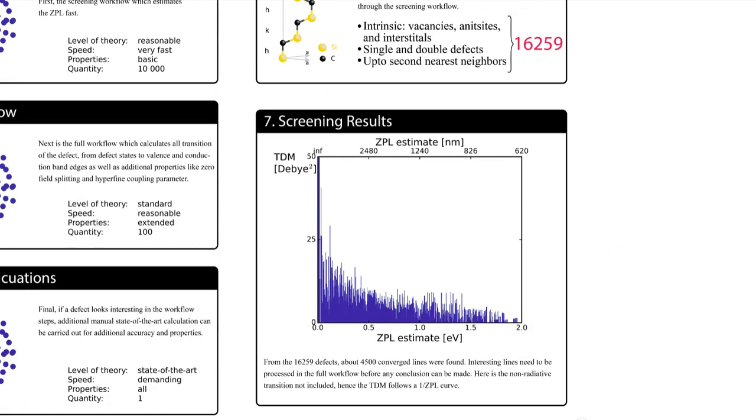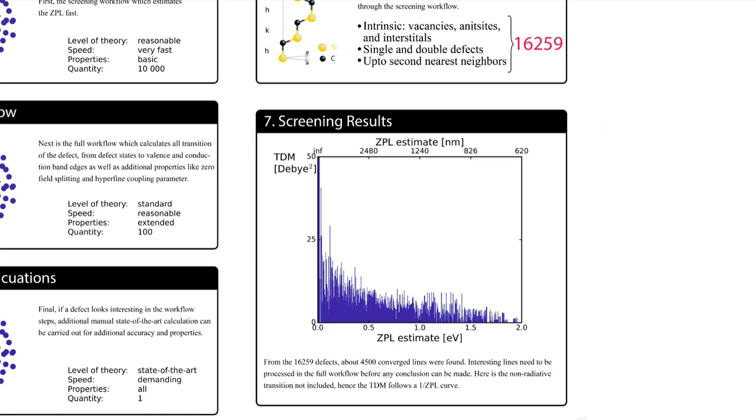Here you can see the results of these 16,000 defects. Around 4,500 ZPL lines were found, and you can see them in this plot. On the x-axis is the ZPL energy, and on the y-axis is the intensity. Here one sees that the intensity follows the 1 over ZPL curve, which comes from the TDM equation presented earlier. However, this plot does not take into account the non-radiative decay, which for smaller ZPLs can have a huge effect.